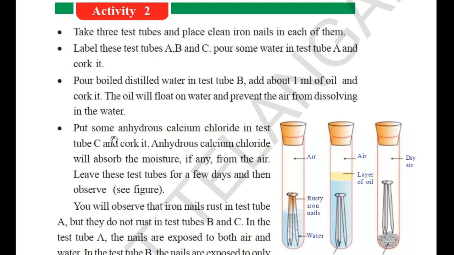They are using some anhydrous calcium chloride in test tube C. Anhydrous calcium chloride is a salt which will absorb the moisture from the air. In test tube A, they have just poured some water and locked the test tube with the cap closed.